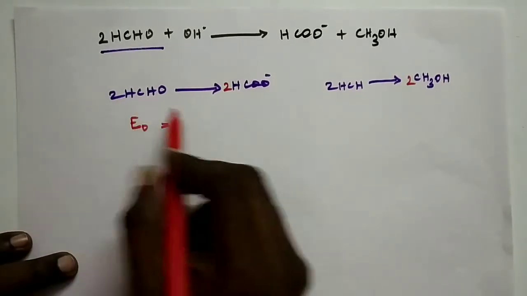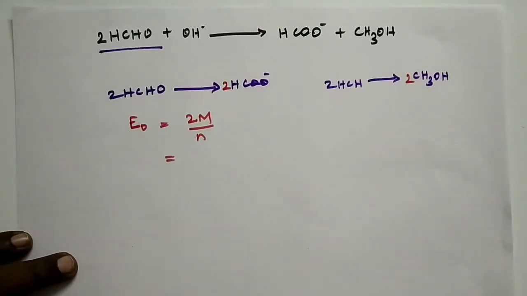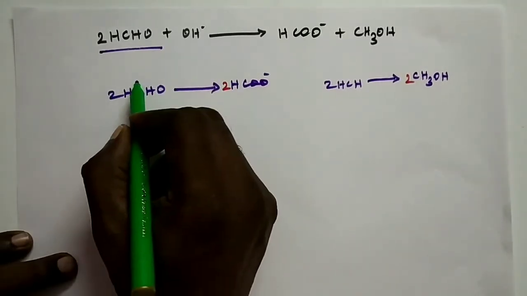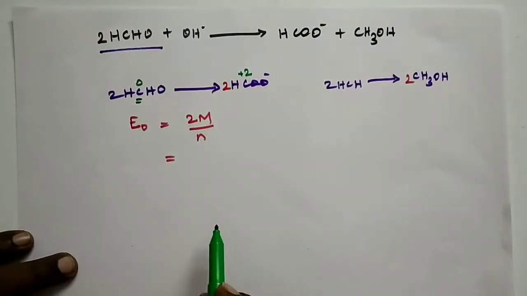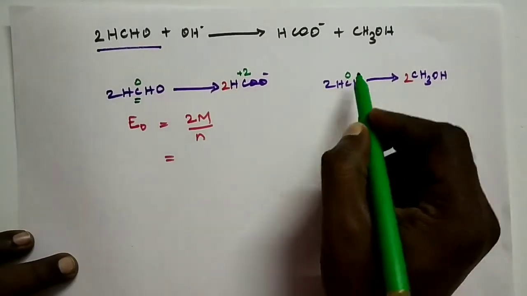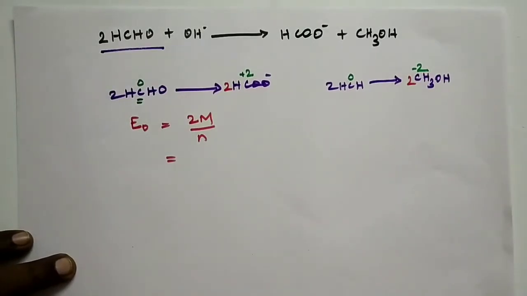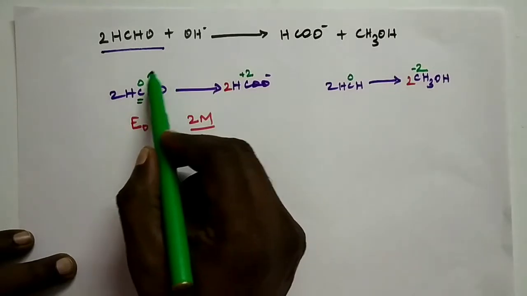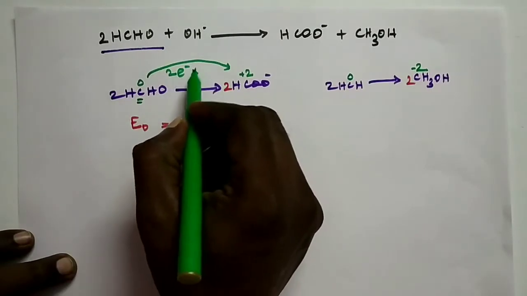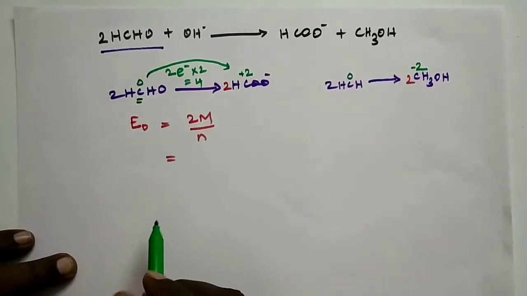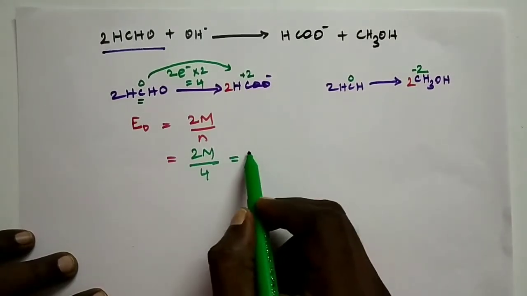So here E oxidation is equal to, there are 2 molecules, so 2M by n. What is n here? Here the oxidation number of carbon is 0. Here the oxidation number of carbon is plus 2. So 2 electrons lost. Since there are 2 carbons, into 2 is equal to 4. Okay, n is equal to 4. So 2M by 4 is equal to M by 2.